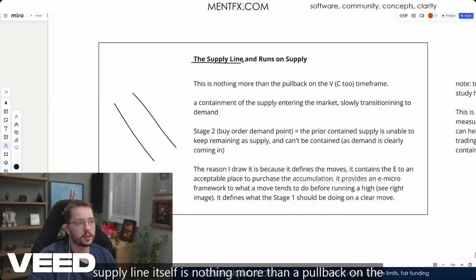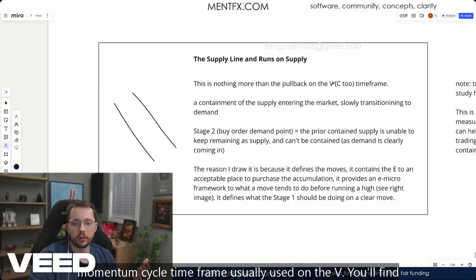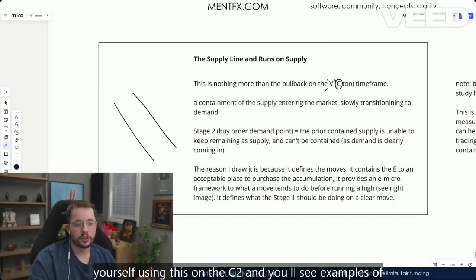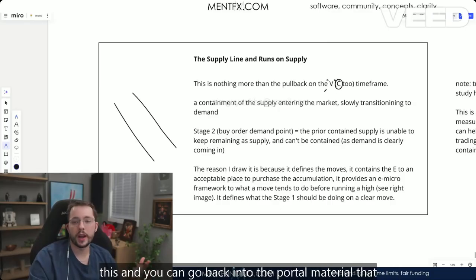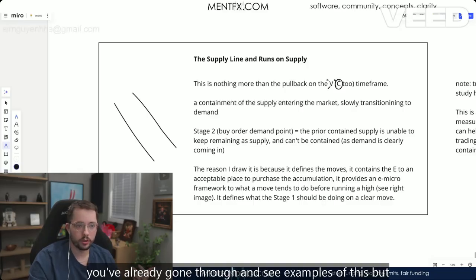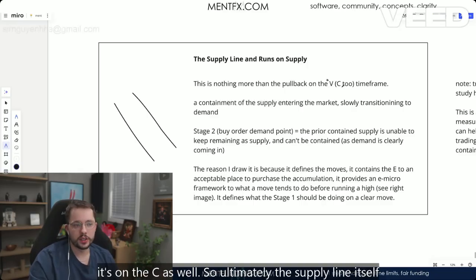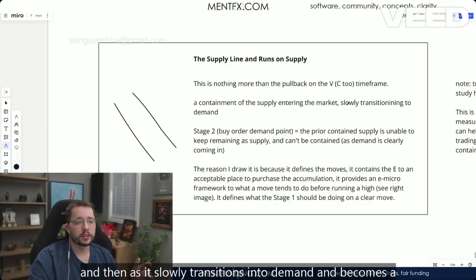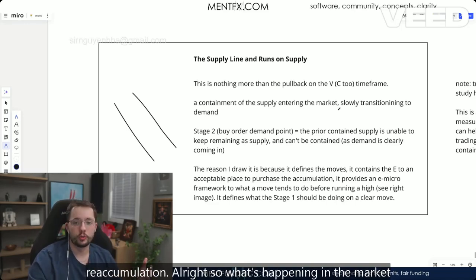So the supply line itself is nothing more than a pullback on the momentum cycle time frame, usually used on the V. You'll find yourself using this on the C2, and you'll see examples of this, and you can go back into the portal material that you've already gone through and see examples of this, but it's on the C as well. So ultimately, the supply line itself is a containment of the supply that is entering the market, and then as it slowly transitions into demand and becomes a reaccumulation, right?